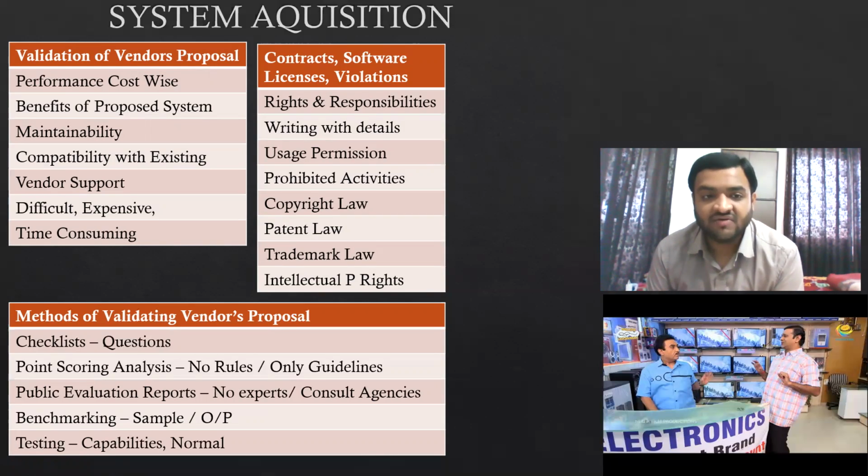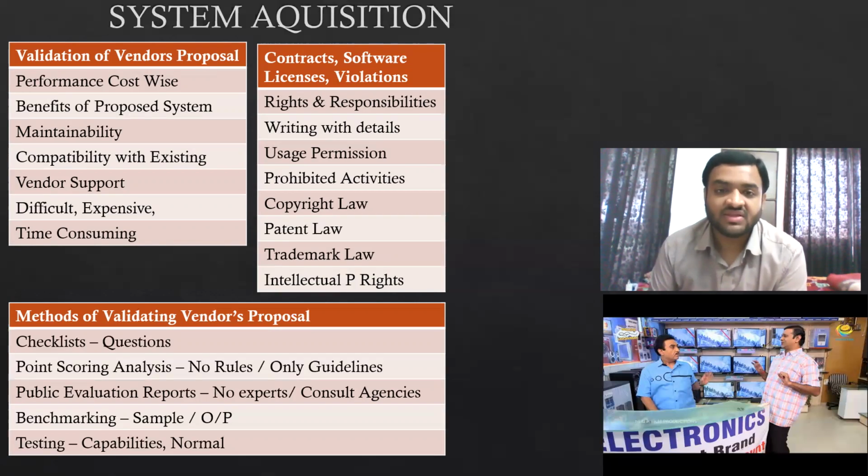Then you will see what are the benefits of the proposed system. After that, we will see maintainability. What is maintainability? If there is a problem with the mobile, whether we have a local support person or not, whether we can fix it on our own or not. Do we have the time to fix it or not? And if we don't have the time, whether we have a local support person or not. So we will see whether maintainability is there or not.